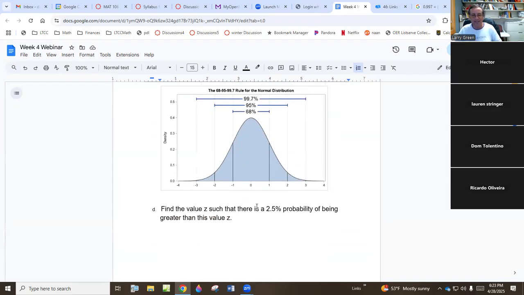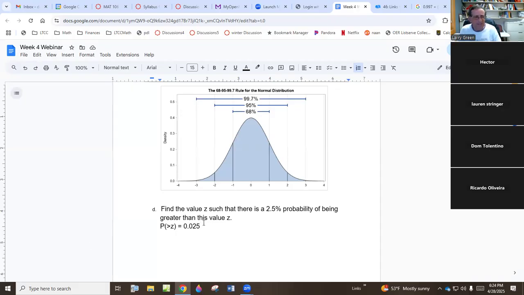Okay, now let's do another one. Find the value of z such that there is a 2.5% probability of being greater than this value z. So here we're going to say probability of, let's make this bigger, probability of being greater than z. We don't know what the value is, so we want the probability of being greater than z is equal to 0.025. Move the decimal over twice, and that's what you get. Any questions on that so far?